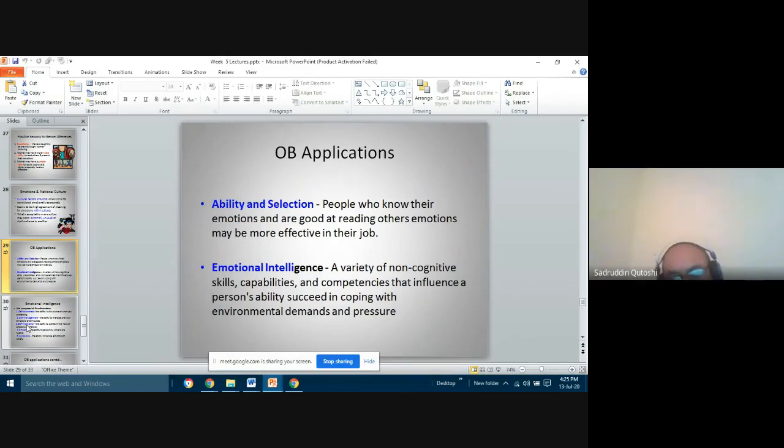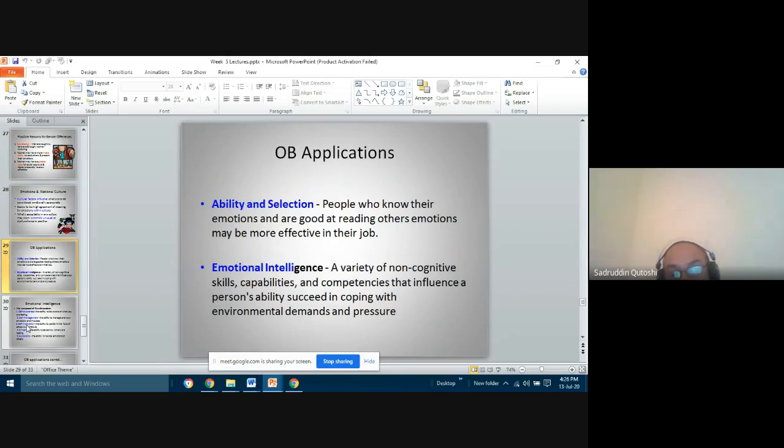Emotional intelligence is yet another important aspect to understand. It covers the variety of non-cognitive skills, capabilities, and competencies that influence a person's ability to succeed in coping with environmental demands and pressures. So you need to understand not only emotions and the factors which trigger them, but also the ability of an individual to understand a particular situation and respond in that situation with an acceptable level of emotional response. That is very important to understand.